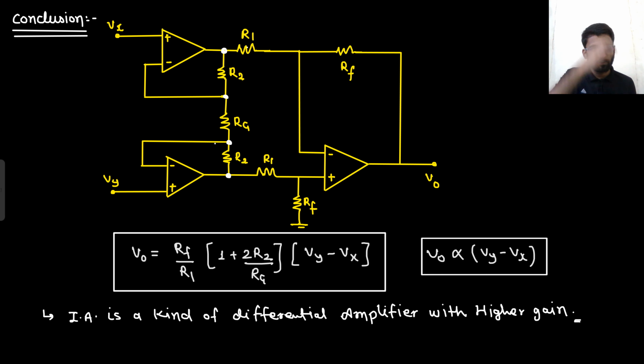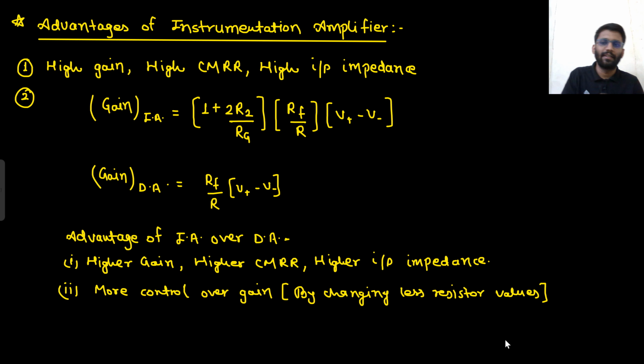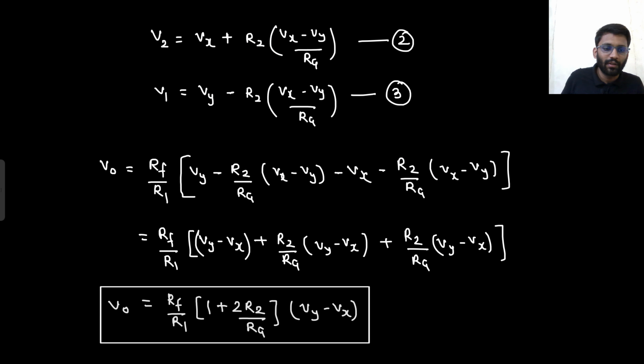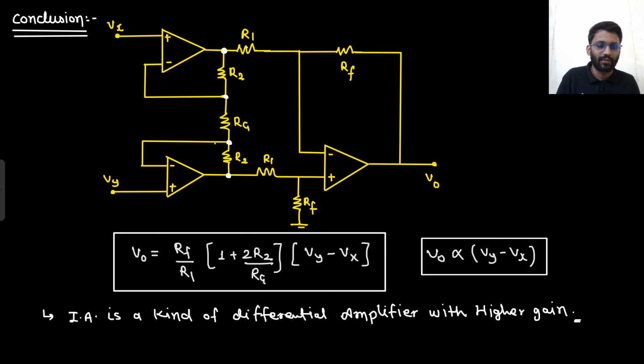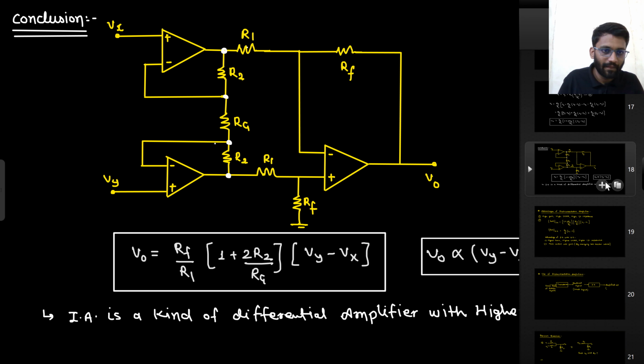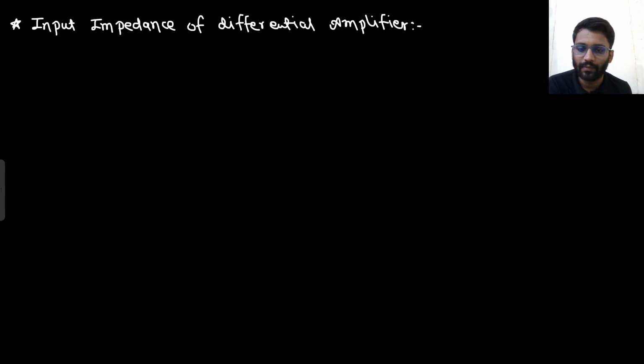That's it. Now where do we use instrumentation amplifier? What is the advantage of an instrumentation amplifier? Let's see that. So we have a high gain here and high input impedance. Oh, that was a very interesting thing. I forgot to write down the input impedance value. So let's write down the input impedance value for differential amplifier. So I need to add a slide. Input impedance we forgot to discuss. Input impedance of differential amplifier. This we need to discuss now.